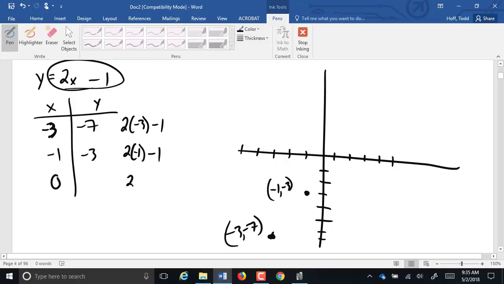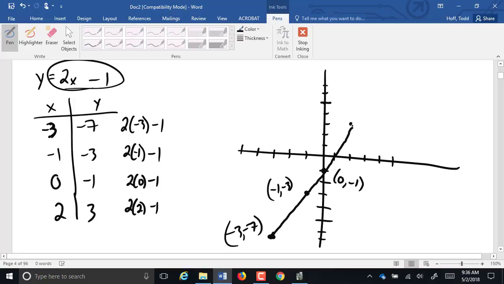Oh, let's do 0 for x. If x is 0, y is 2 times 0 minus 1. That's just -1. So 0 means we don't go over at all. -1 means we go down. So that's 0, -1. Let's put in 2 for x. If x is 2, y is 2 times 2 minus 1. 2 times 2 is 4. Minus 1 is 3. So 2, 3 is right there.